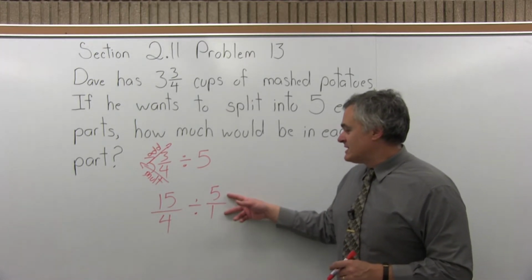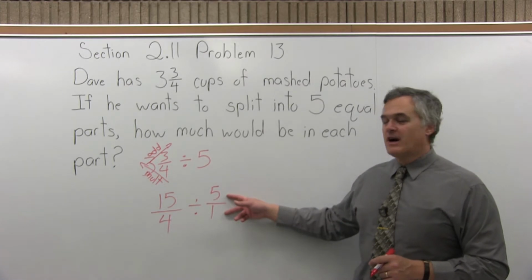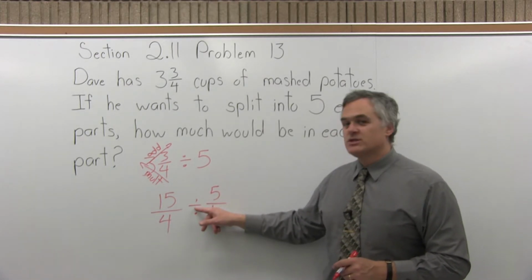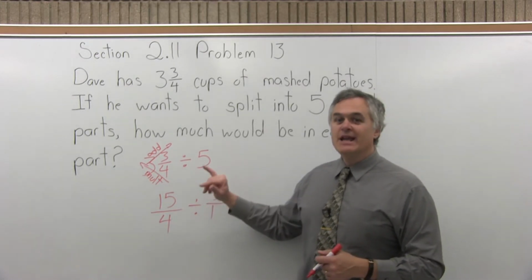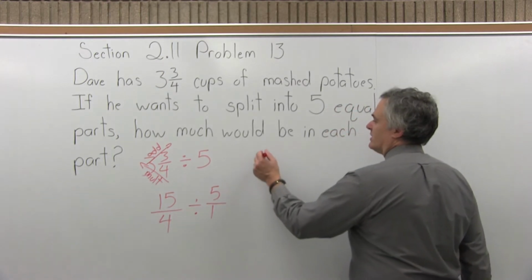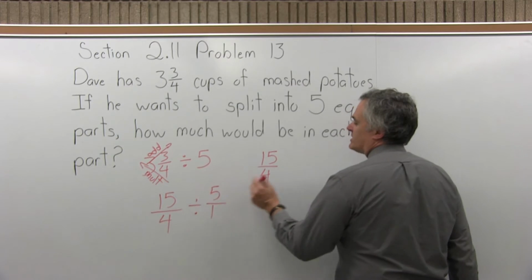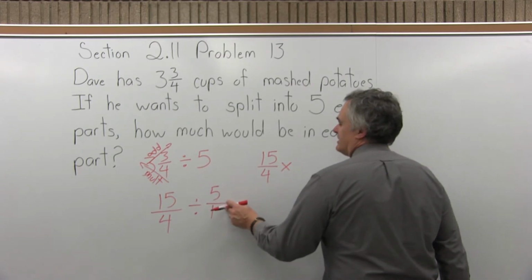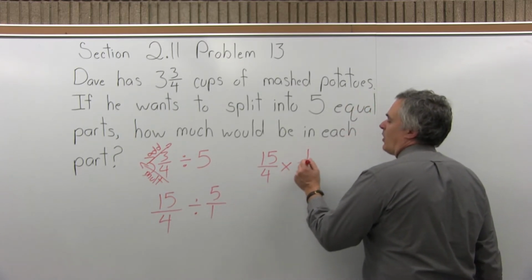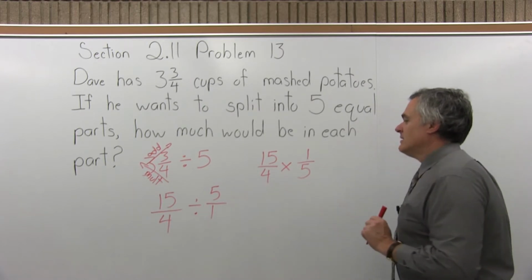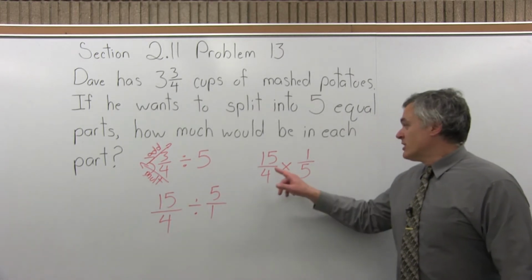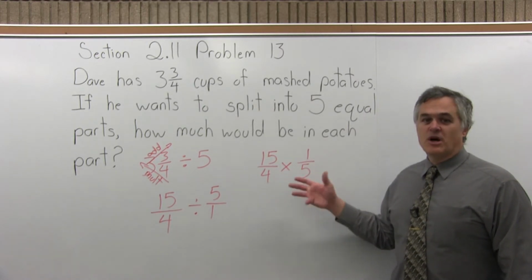Now that I have a separate top and bottom for the 5, now I can convert this to a multiplication and invert that 5 over 1. So the 15 over 4 will stay the way it is. The operation becomes a multiply. The second fraction is written 1 over 5. Now I can go ahead and multiply numerator times numerator, denominator times denominator, and reduce.